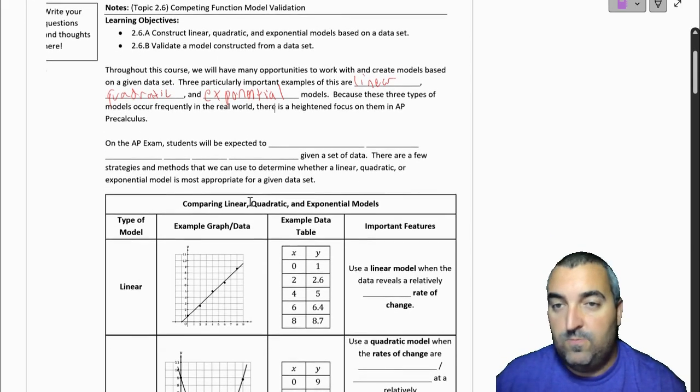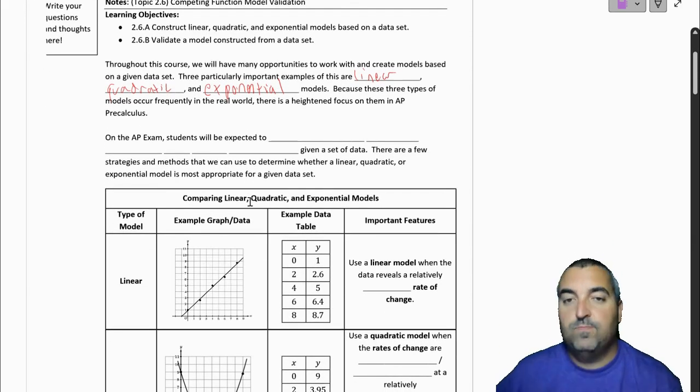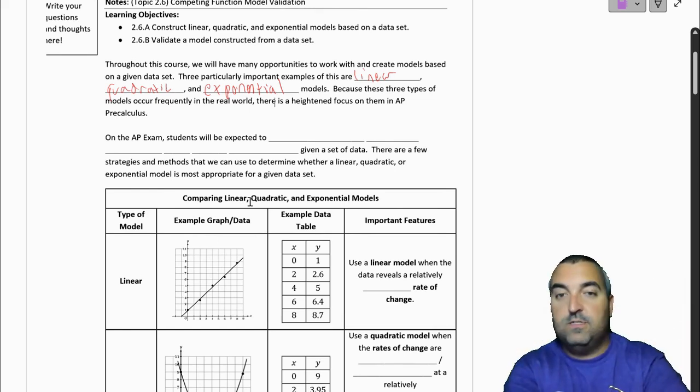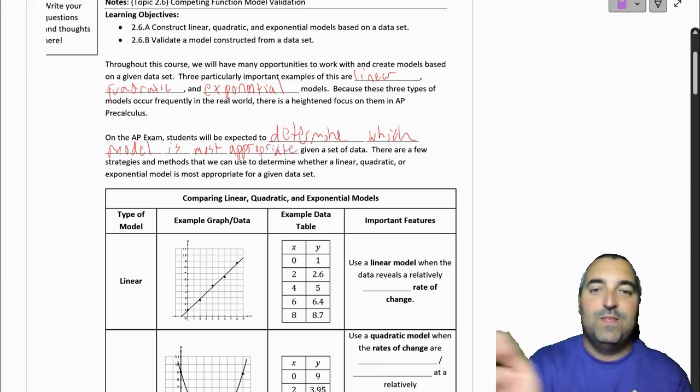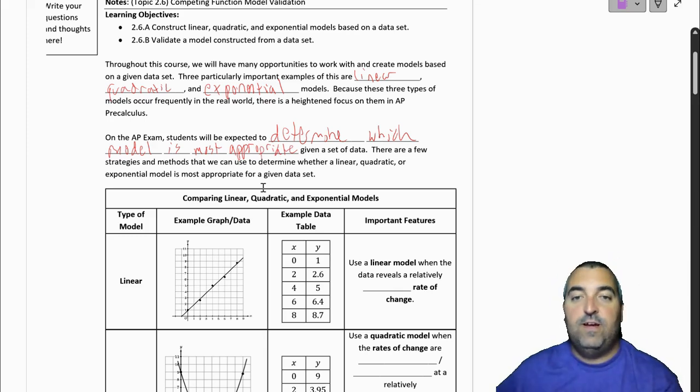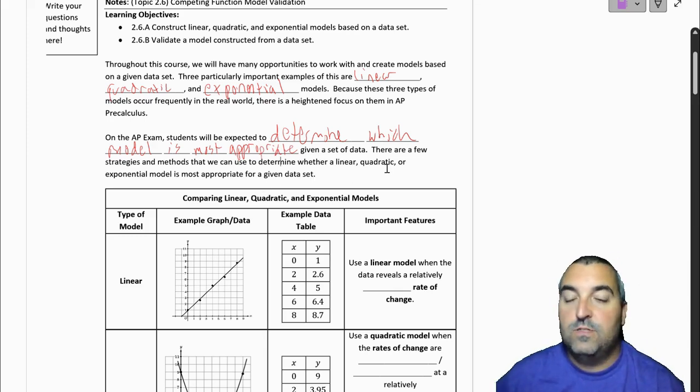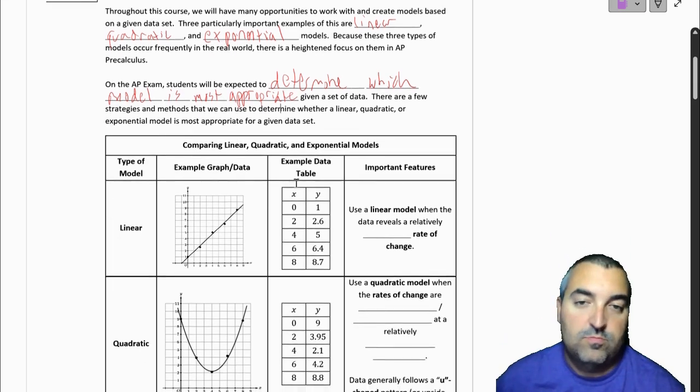for this course. So, if we're talking the AP exam, students are going to be expected to determine which model is most appropriate. And pretend I know how to spell appropriate. There we go. Given a set of data. So, a few strategies we're going to use to determine whether it's linear, quadratic, or exponential for the most appropriate data.